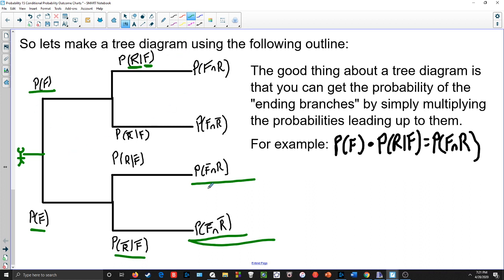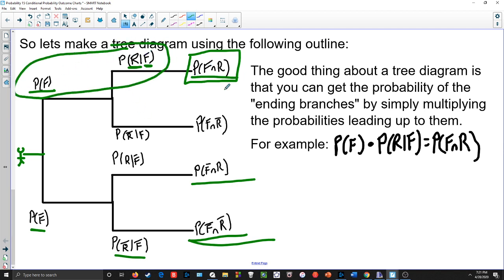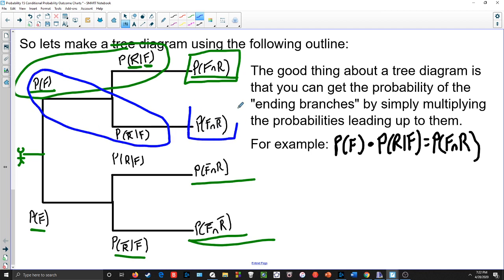Now, if I want to get this "and" probability here, all I need to do is multiply the two that came before it. So these two multiplied to each other gets me this. And the same thing down here. These two multiplied together get me this probability. And then again, same goes for the ones down below here.